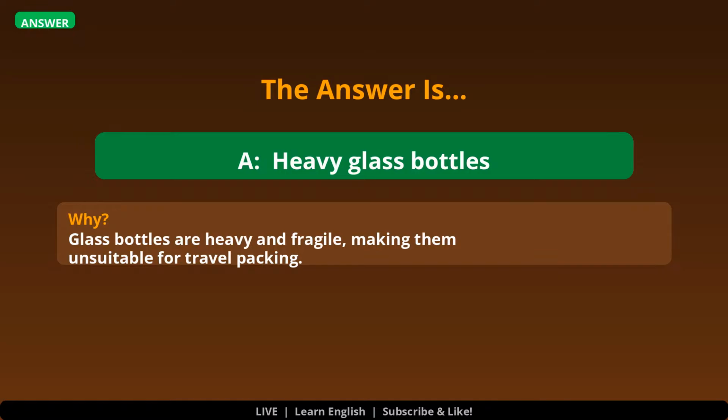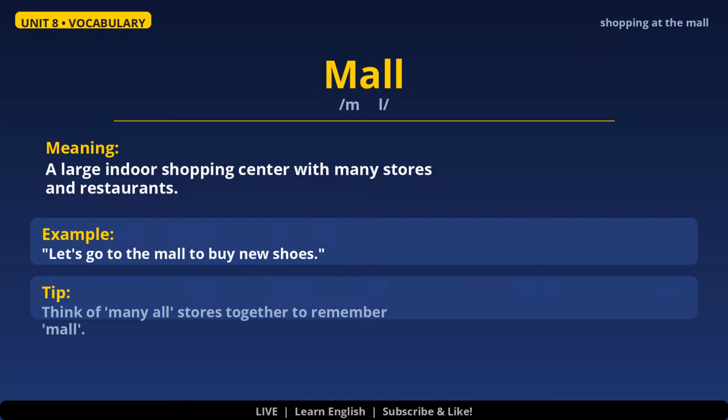Let's continue learning. Let's learn a new word. The word is mall. A large indoor shopping center with many stores and restaurants. Here's an example. Let's go to the mall to buy new shoes. Remember, think of many all stores together to remember mall.